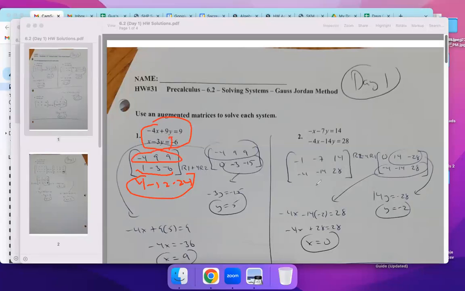So for example, what if I did R2 minus 4R1? If I multiply R1 by 4, you get -4, -28, and 56. And you subtract R2 with 4R1, and you see that the first terms go away. They have -14 minus -20, which is +14. Be careful. There's a lot of negatives, so be careful. 28 minus 56 is -28. Now you have enough to solve 14y equals -28. Solve for y, get x, and you're golden.